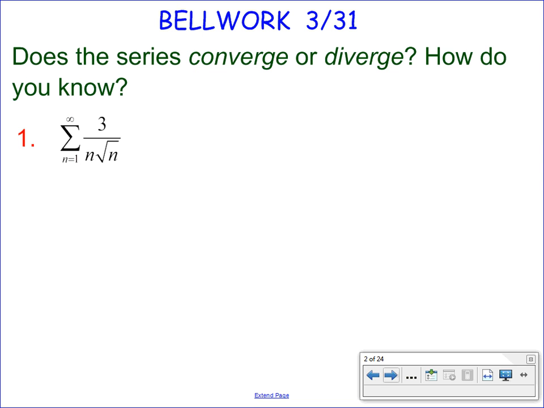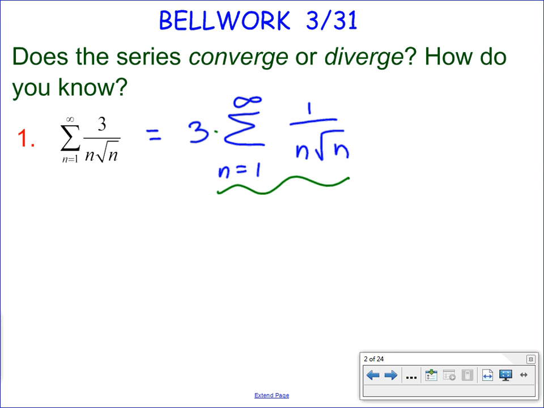So all I'm going to do for the first one is rewrite the original as 3 times the sum from n equals 1 to infinity of 1 over n root n. And the reason I did that is because now we just have a constant times a series that I know converges by the p-series test, therefore my original also converges.